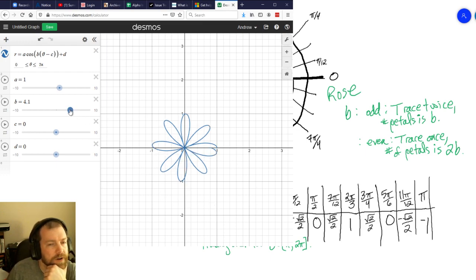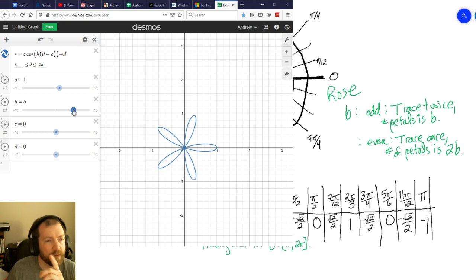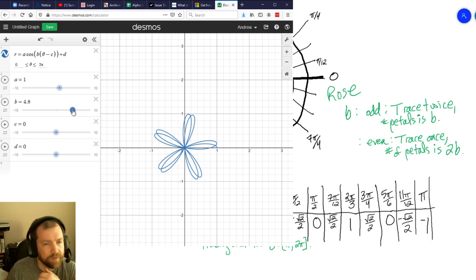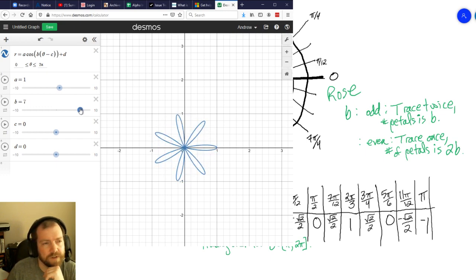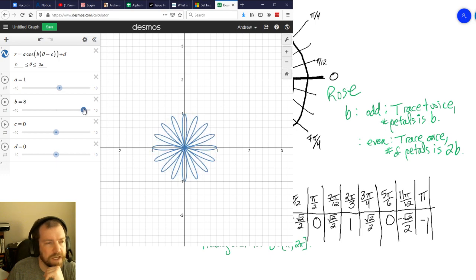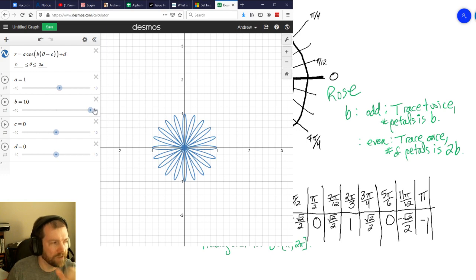And then we can increase from here. Again, you can see incremental changes, and it traces more and more of this thing until we get to b equals 5, where there are now 5 petals. But if you notice, just go back one, they're really just overlapping each other. And then again, for b equals 6, we end up with 12 petals. For b equals 7, we have 7. For b equals 8, we have 16. For b equals 9, we have 9, but they're overlapping. And for 10, we've got 20 individual petals, which are, again, distinct.